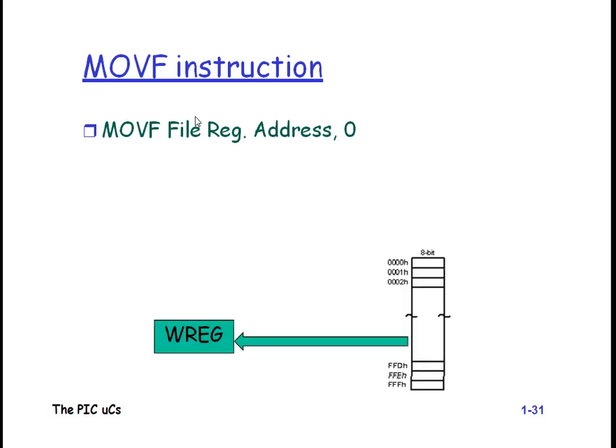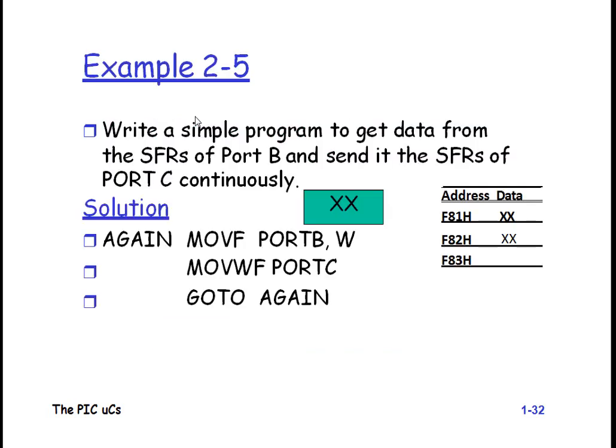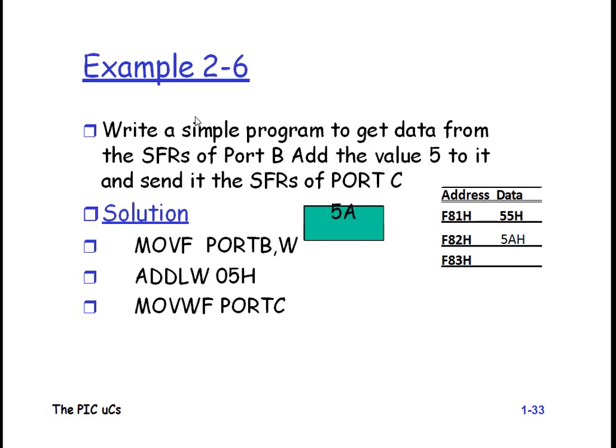The MOVF instruction is also used for moving the value. In this example, there is another simple program to get data from the SFR of port B and send it to the SFR of port C continuously. Another example is a program to get data from the SFR of port B, add the value F to it, and send it to the SFR of port C. These are some simple programs. You can compile them and then burn them into your controller, and you will see their outputs.